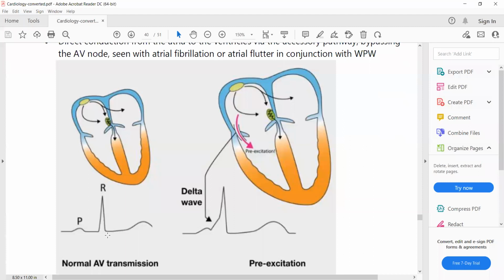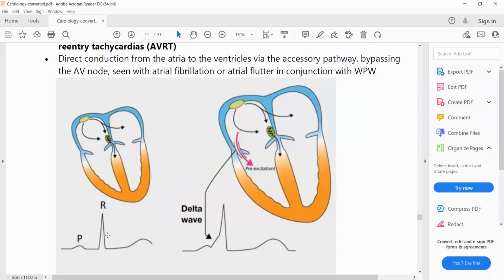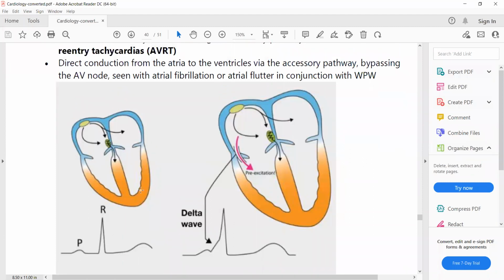So what happens in Wolff-Parkinson-White syndrome? In Wolff-Parkinson-White syndrome, there is an accessory pathway that exists between the atria and the ventricular muscles. So the impulse travels faster through that accessory pathway to the ventricular muscles. So what will happen on the ECG?